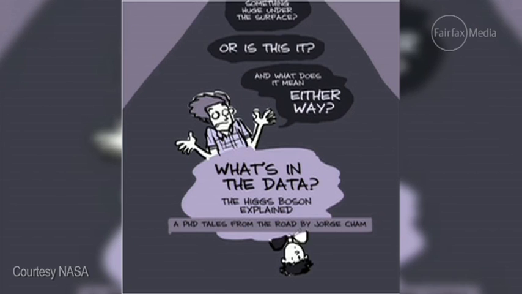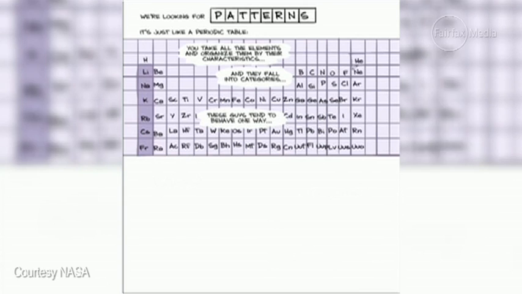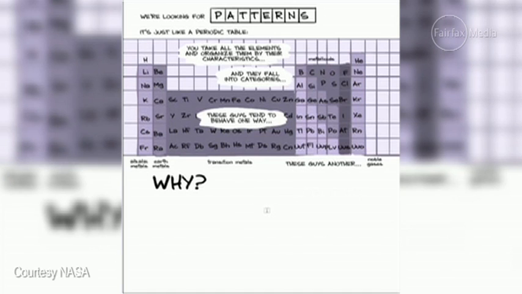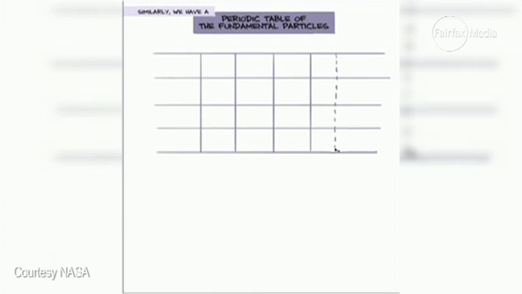We're looking for patterns. It's just like the periodic table. You take all the elements and you organize them by their characteristics, and they fall into categories. These guys over here tend to behave one way. These guys tend to behave another way. Why? Because there's a fundamental underlying structure. And now we know it's just electron orbitals around nuclei. So we have a periodic table of the fundamental particles, and like the periodic table, we've been putting it together and trying to organize it by the characteristics of the particles.